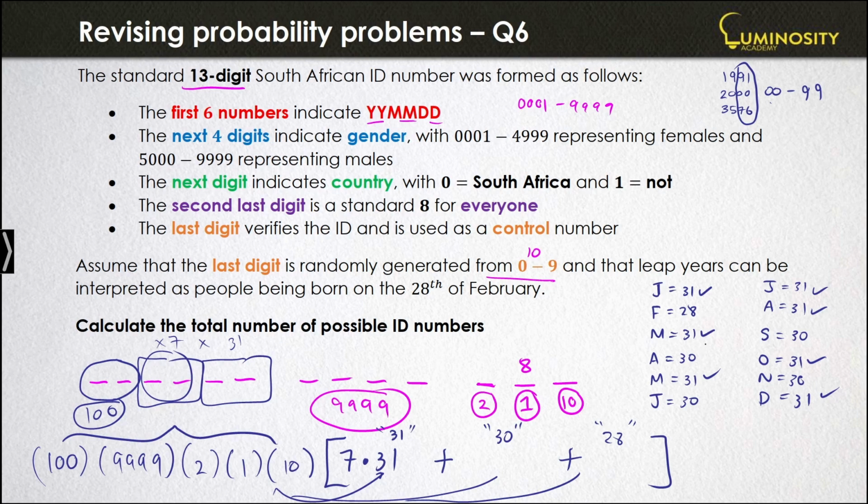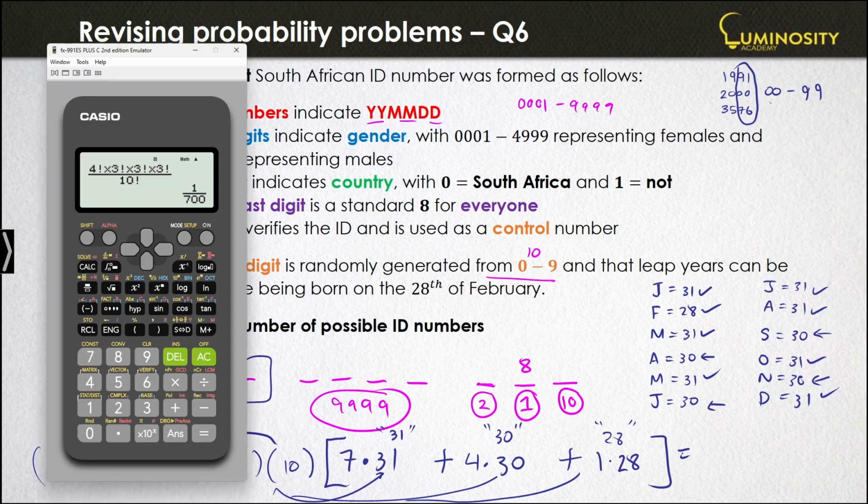Then for the 30 days, there are 1, 2, 3, 4. So 4 months have 30 days. And only 1 month has 28 days. Okay, so let's go ahead and do that calculation and see what number we end up getting.